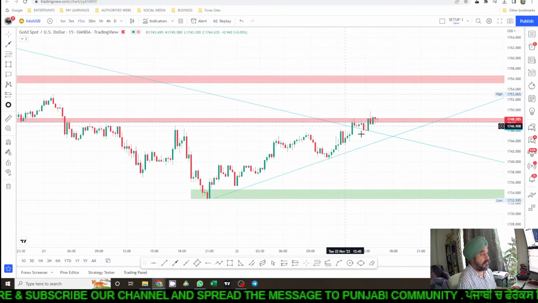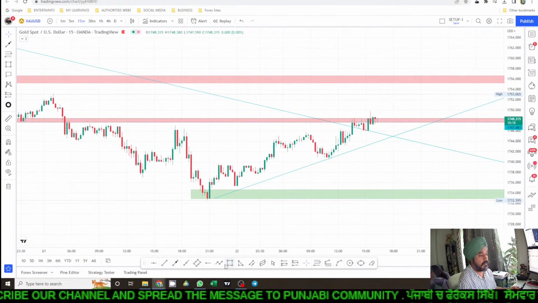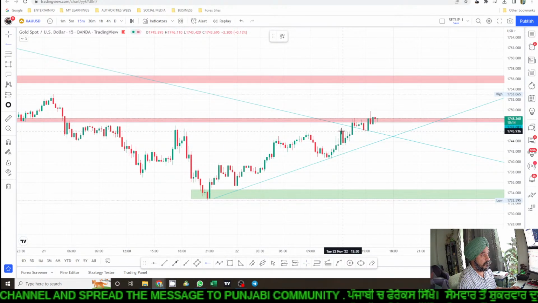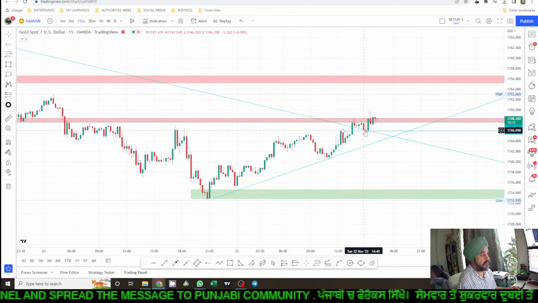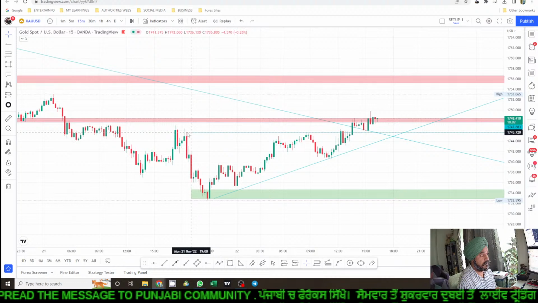So it is just maintaining itself high on this line. It keeps maintaining itself. It couldn't break the previous resistance. We can see the previous resistance line.